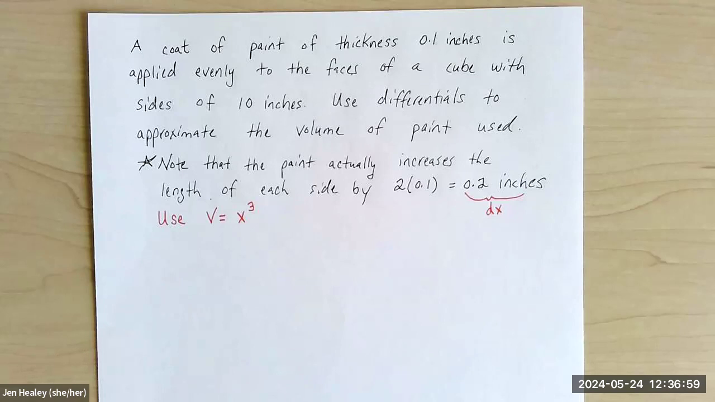And the reason for this one is that when we're trying to increase the length, so we're going to be talking about increasing, when you go to take your derivative here, you're going to have dV dt, that's going to be the volume of the paint, but the dx dt is going to be the increase in the side lengths.